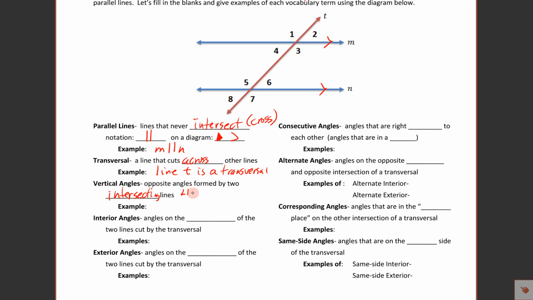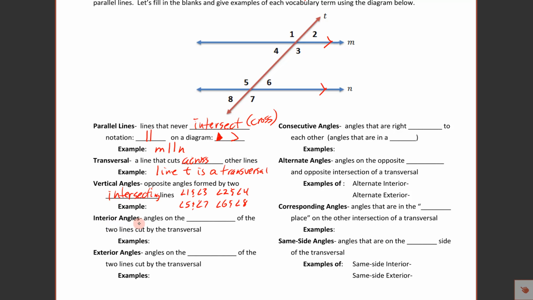So angle 1 and angle 3. Angle 2 and angle 4, that takes care of those guys. Down here, angle 5 and angle 7. And the last group would be this pairing right here, the ones that are across from each other, so this would be angle 6 and angle 8. All of those are pairs of vertical angles, and they're of course congruent. We know that from before.